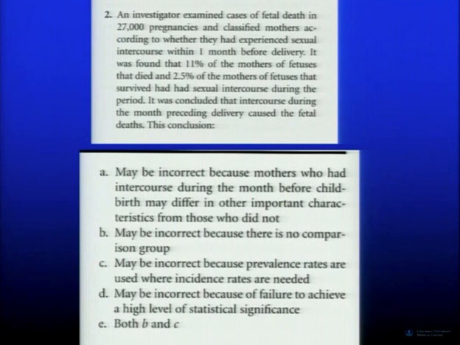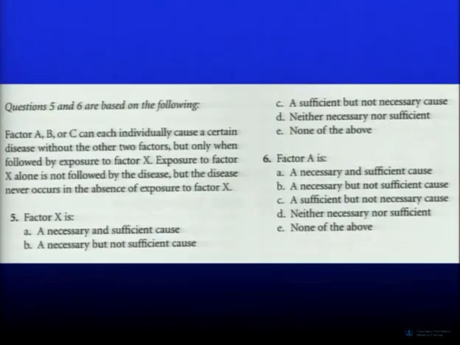It is A. I was at the question above that, so it may be incorrect because mothers who had intercourse during the month may differ in other characteristics versus those that did not. So we want to control for confounders. We want to think about bias, get rid of those alternate causes before we go on and take that as truth. Okay, so this is getting at some of the causality.